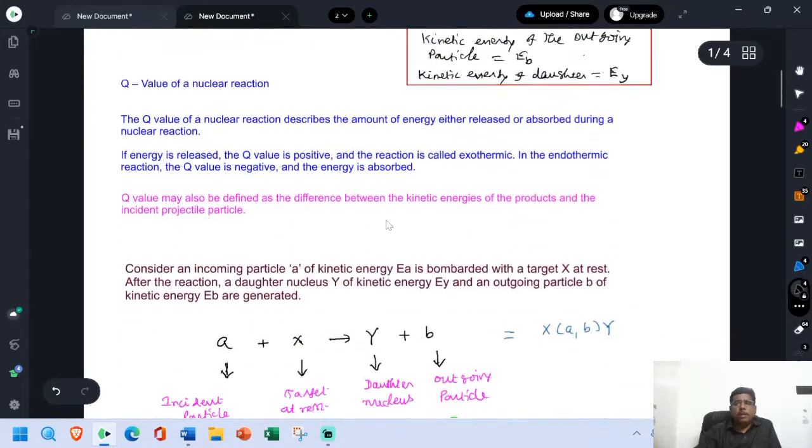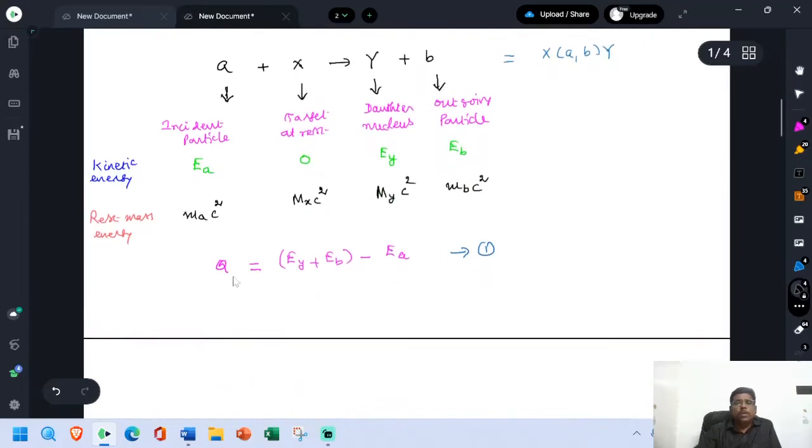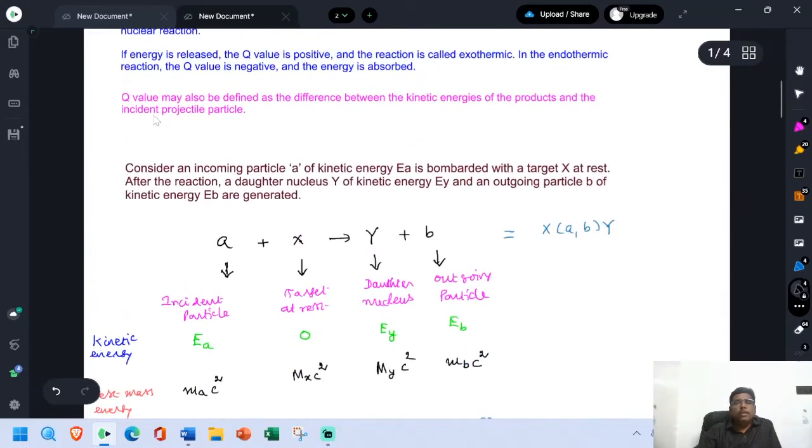particle. Now, Q value is equal to EY plus EB, the kinetic energy of the products. EY is the kinetic energy of the daughter, EB is the kinetic energy of the outgoing particle, and EA is the kinetic energy of the incoming particle. Now read out this definition. Q value is the difference between the kinetic energies of the products and the incident projectile particle.